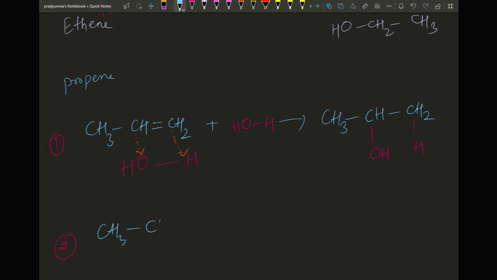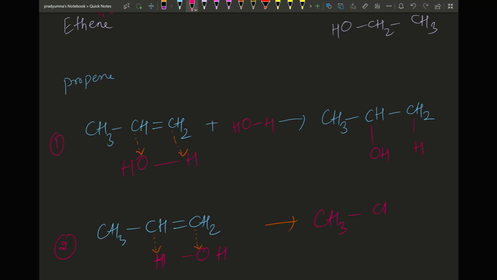CH3, CH, double bond CH2. So now the water, so oxygen could go to the other carbon atom. So now the center one could go for the hydrogen and the outside would go for the oxygen. So what is the product you'll be making?